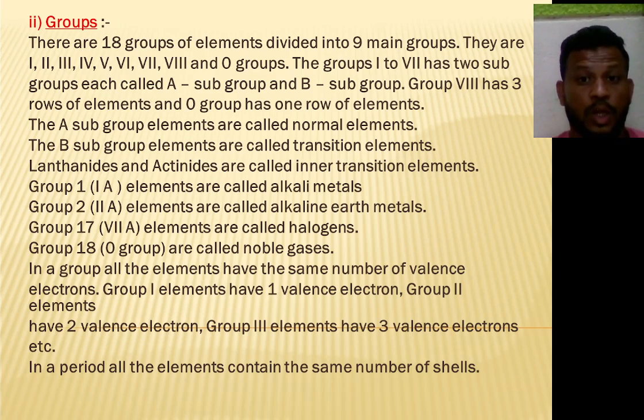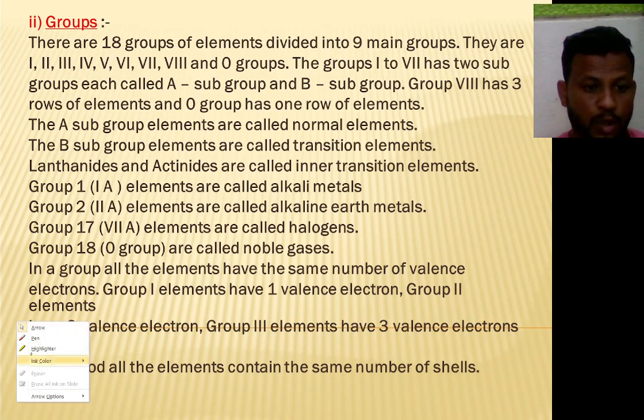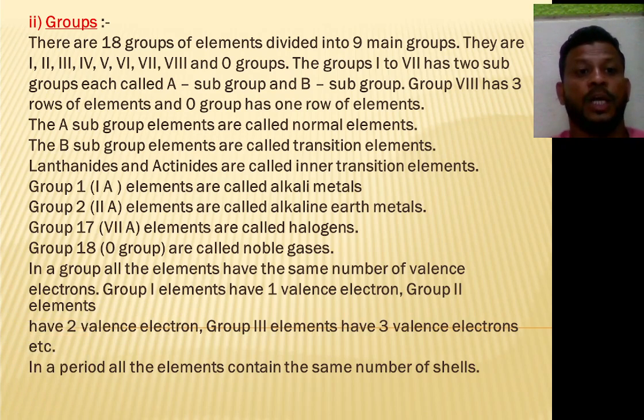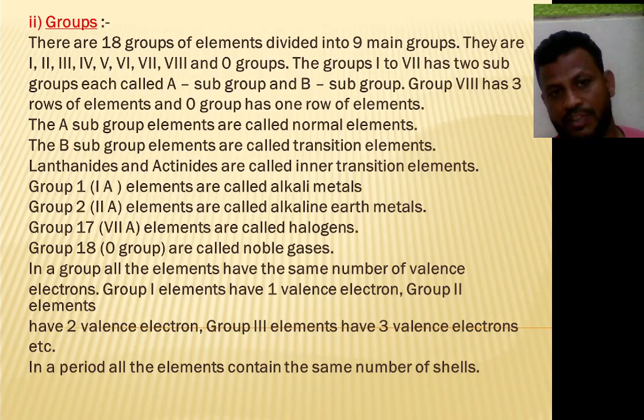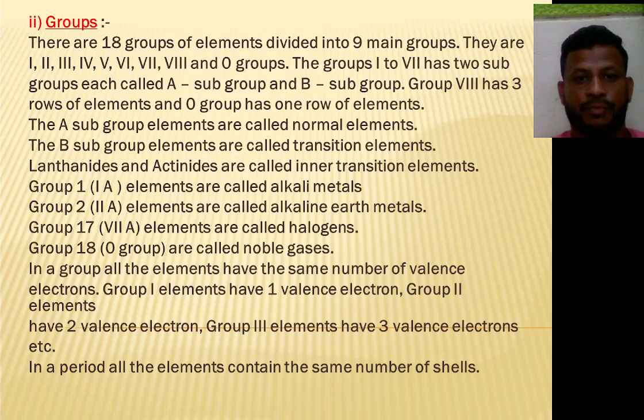Let us see. Look here, this is very important: the grouping of elements. There are 18 groups as we saw in the previous slide. They are divided into 9 main groups. How many main groups? 9 main groups. They are 1 to 8, and another one is the 0 group. These are the 8, and this one is 0, making 9.